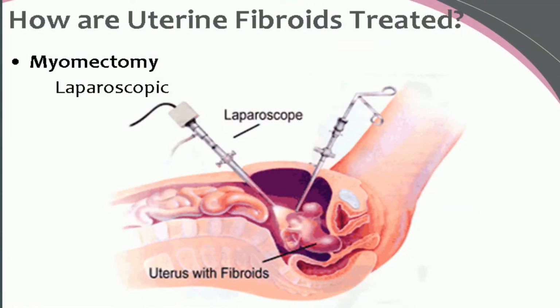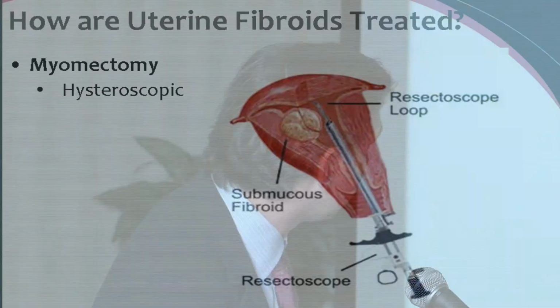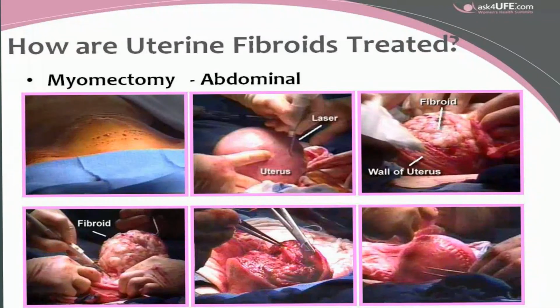This is a schematic showing a myomectomy. This is an abdominal myomectomy with a laparoscope. And this is a hysteroscopic myomectomy, the one done vaginally through a hysteroscope, where they go in and basically cut out the submucosal fibroid. These are images, maybe a little graphic, but showing an abdominal myomectomy.